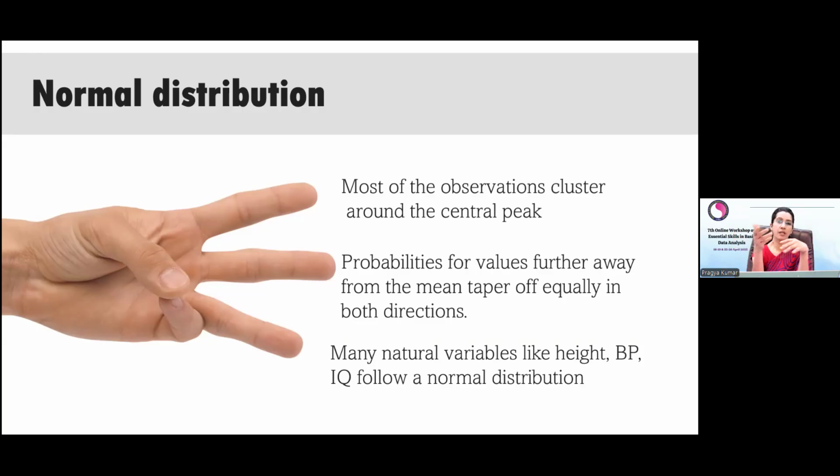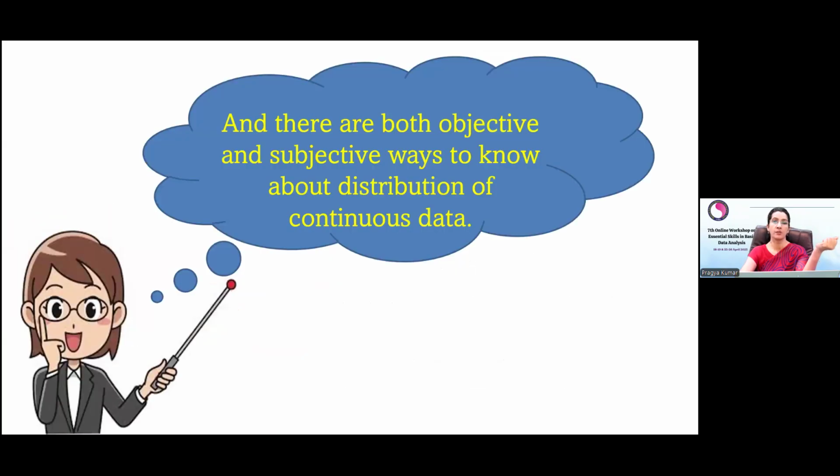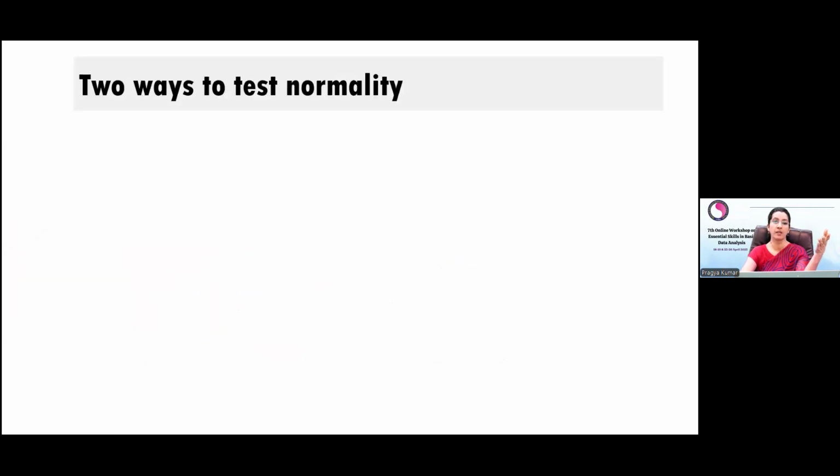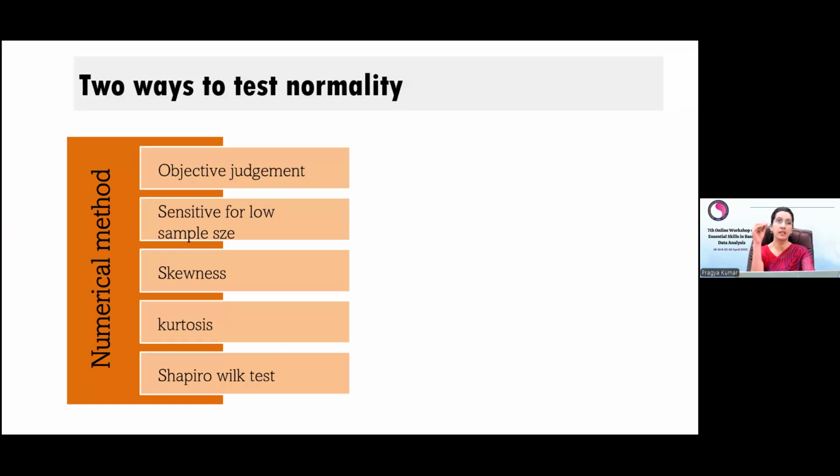Many natural variables like height, blood pressure, IQ follow a normal distribution. There are subjective ways of assessing normality, and there are objective ways of assessing normality. We'll see these one by one. First, coming to the numerical method. The numerical method is an objective way, meaning it gives you one value, and based on that value you say whether the data is normally distributed or not normally distributed.